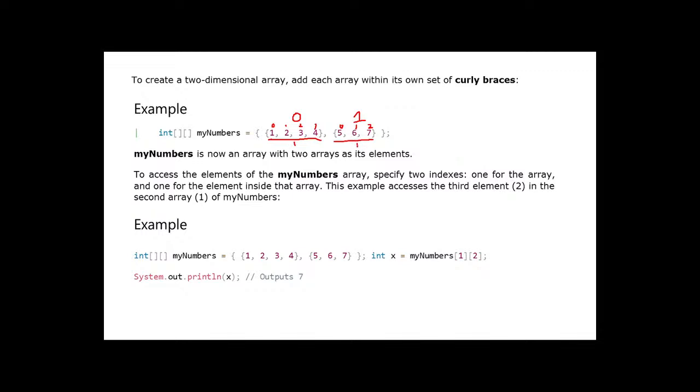To access the elements of the my numbers array, specify two indexes. One for the array and one for the element inside that array. This example accesses the third element 2 in the second array 1 of my numbers. Okay? So, for example, kini siya. Ako nang i-divide ni diri. So, end na ni siya diri ha, declaration. So, kini, int x, my numbers 1, the first index is 1, and the second index is 2.